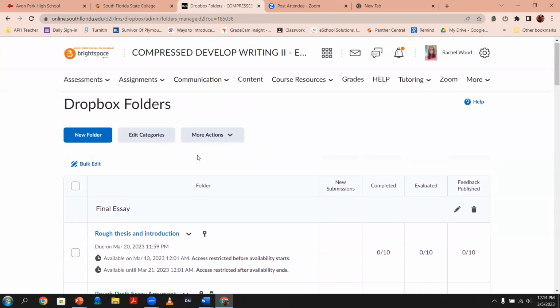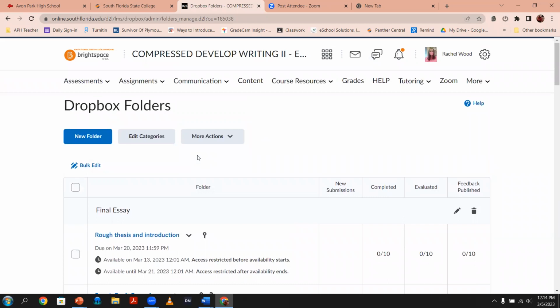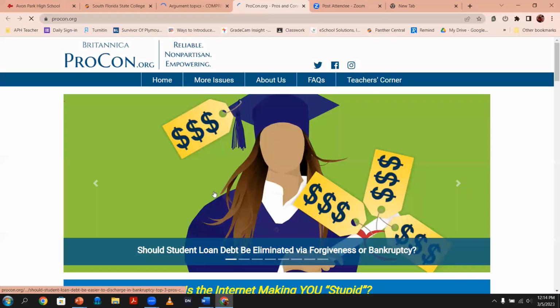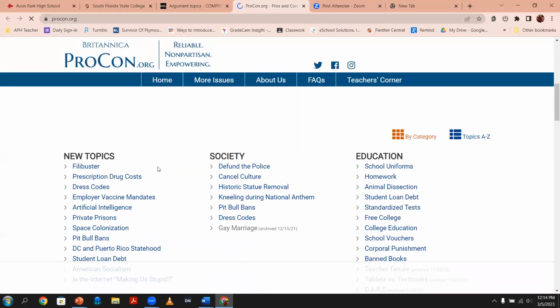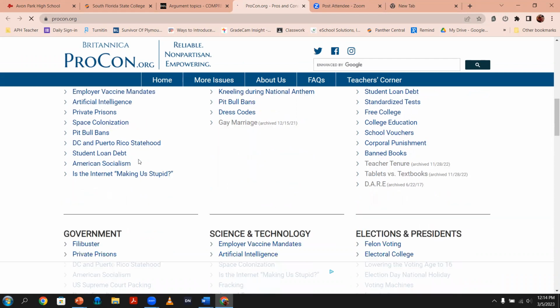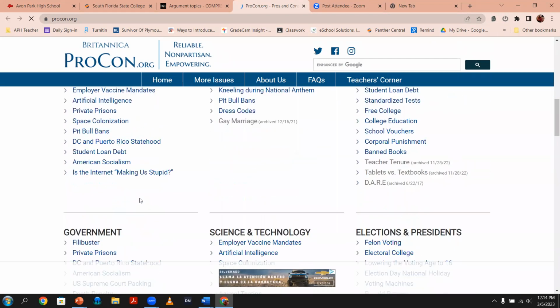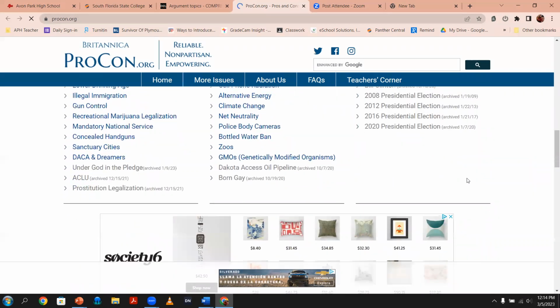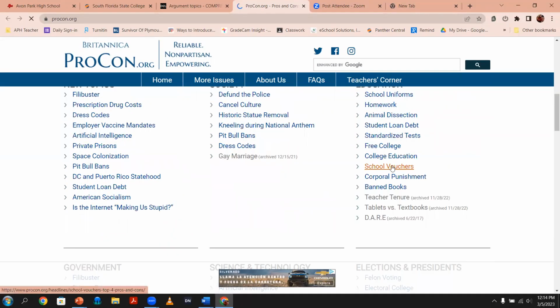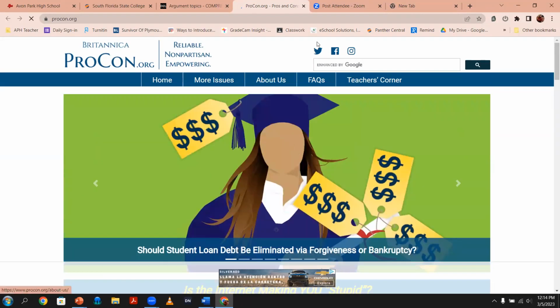So as far as your assignments this week, you're going to do the grammar practice. You have the discussion board. And then you need to decide what you're going to write about. So just to click on argument topics, this is procon.org, and procon.org has lots of different areas. You have society, you have education, there's new topics there. There's government, science and technology, and elections and presidents. It has really just about everything on there, and it's procon.org. And so this will help give you some ideas about what you want to argue.